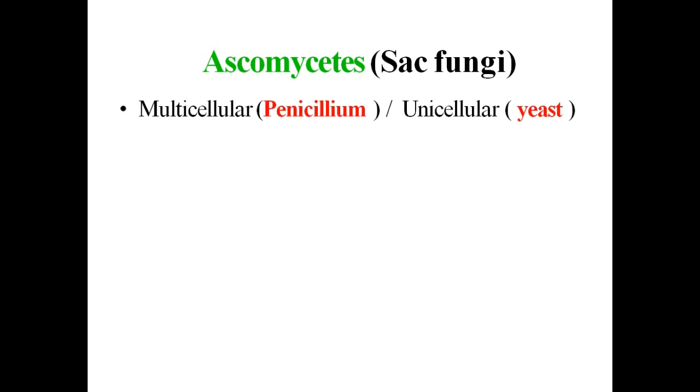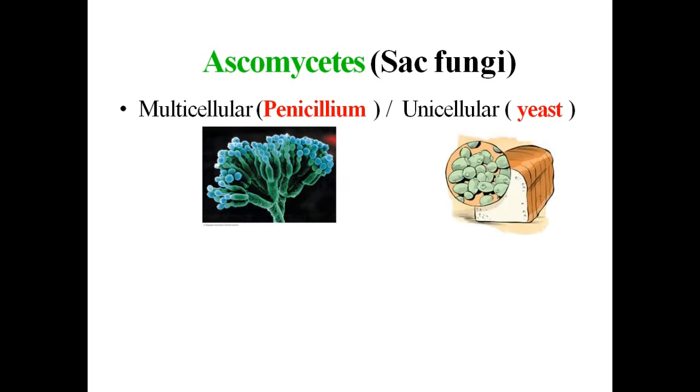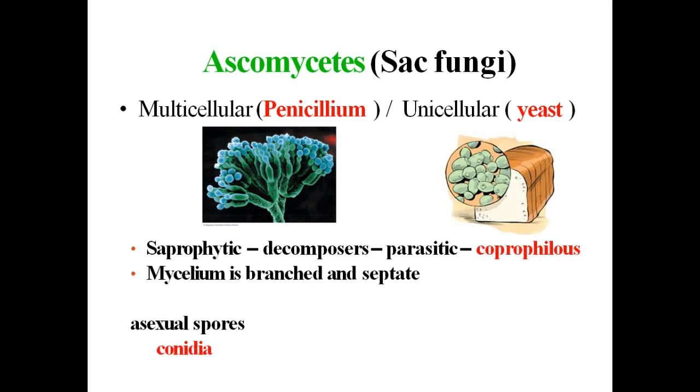Okay, next we will see Ascomycetes, commonly known as sac fungi. The Ascomycetes are mostly multicellular, for example, Penicillium, or rarely unicellular, for example, yeast, Saccharomyces. They are saprophytes, decomposers, parasitic, or coprophilous. Coprophilous means they are growing on cow dung like this.